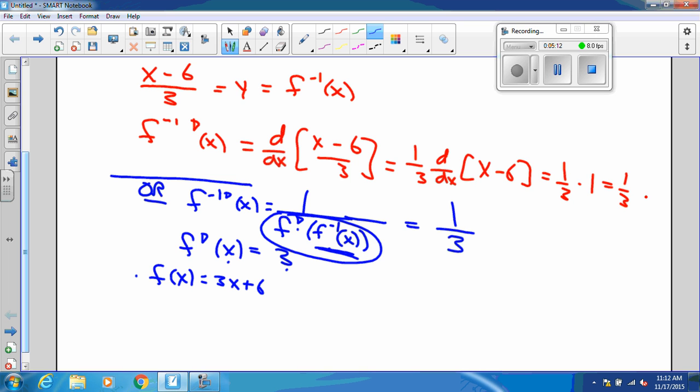Yes, f prime is a constant number, because my function was linear, so it has a constant slope. That's right. If my function had been something more complicated, then I would have had to actually put f inverse into my formula here. But when I put in f inverse right here, I still get 3. So there it is.